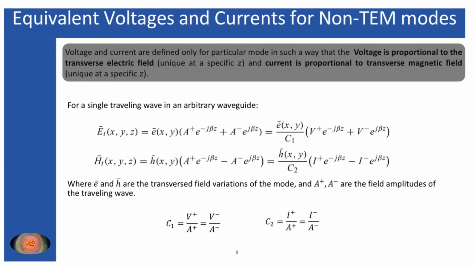You can easily find out, because A plus is equal to V plus divided by C1, where C1 is the proportionality constant, so you can write this expression, and this is equally applicable for V minus and A minus, and similarly C2 is applicable for the current equation. Now, in order to get a valid model out of this consideration, we just need to find the expressions for C1 and C2. So let's see how we can find the value or expression for C1 and C2.